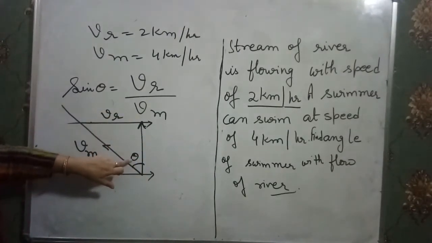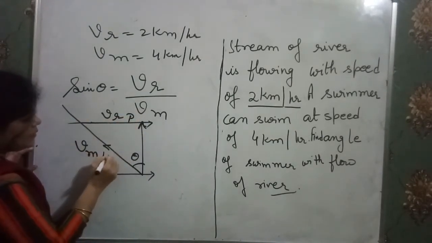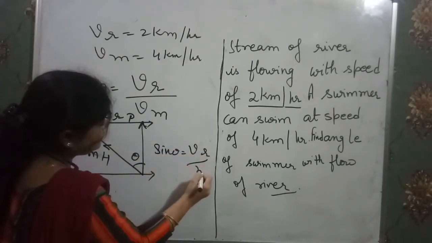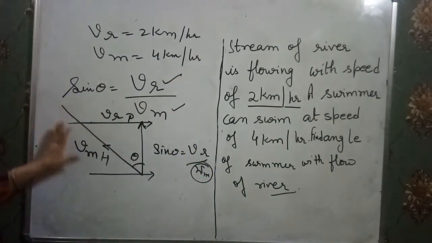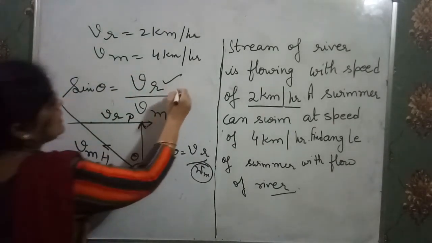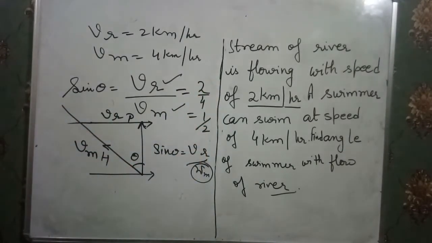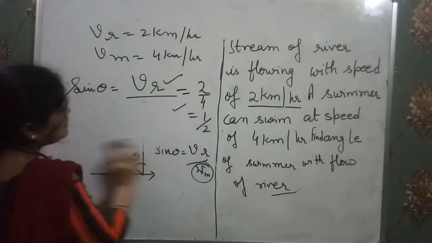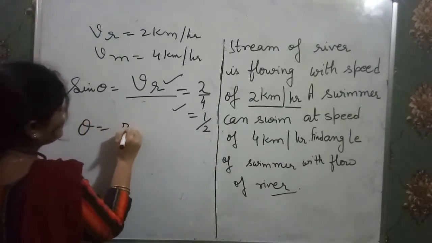Now the side opposite to angle theta is the perpendicular and this is the hypotenuse. That's why sin theta is equal to VR over Vm. Clear? That means velocity of river over velocity of man. Now I think you understand why I write this. So we have solved this. This is 2 by 4, which is 1 by 2. And what angle has sin theta of 1 by 2? Tell me. It is 30 degrees. That means theta is 30 degrees.